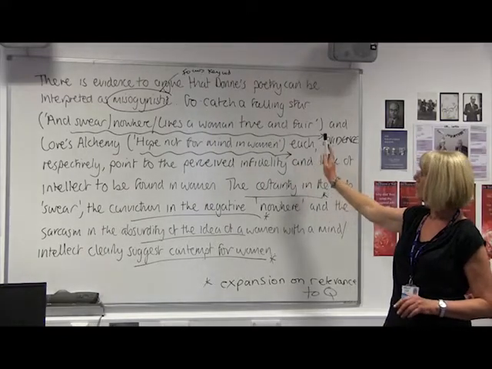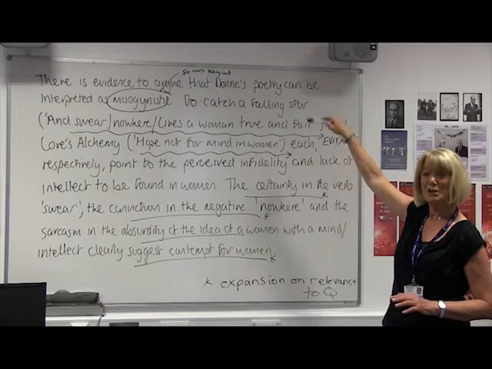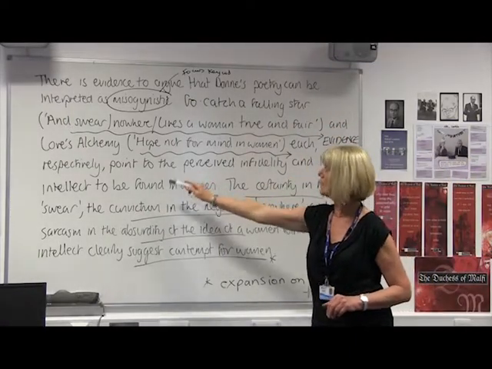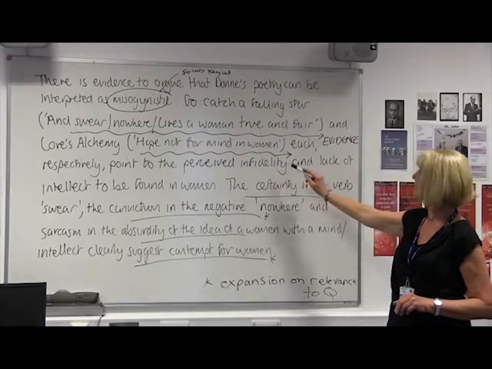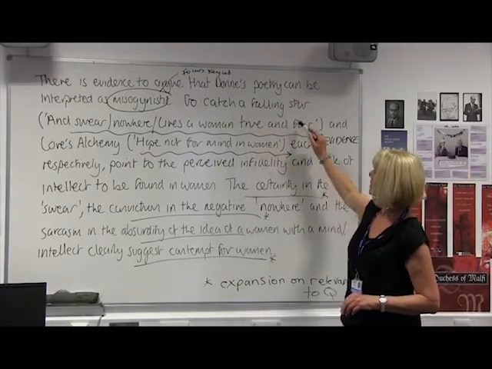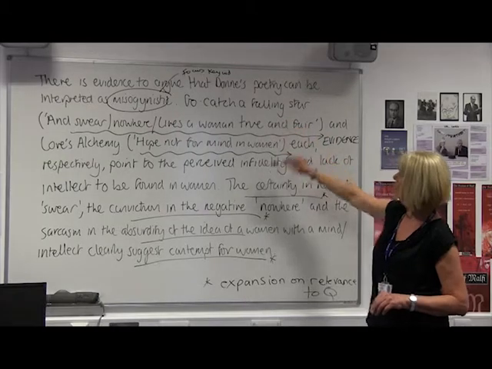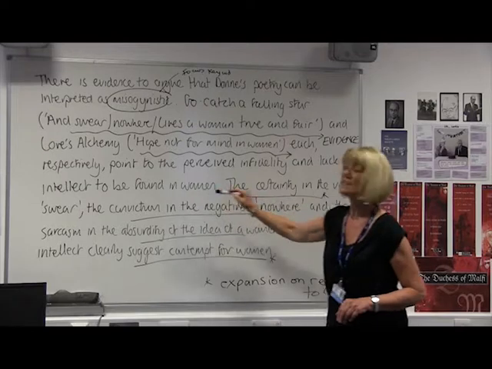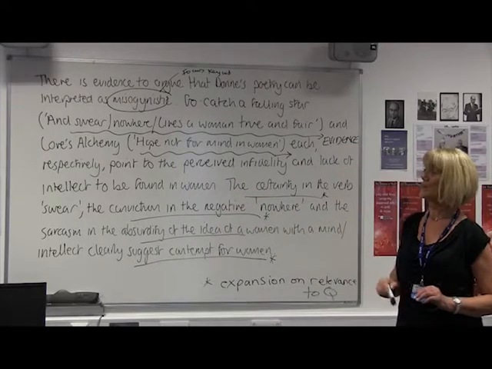Now we have, to complete this reference to those two poems, each, respectively in their turn, point to the perceived infidelity. A woman is not true. She's not faithful, infidelity, and lack of intellect, hope not for mind, to be found in women. That's what they do. But that's not enough.